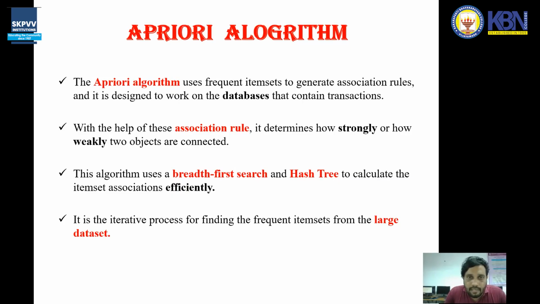The Apriori algorithm helps to show how strongly or how weakly two or more objects are connected in a given data set. The Apriori algorithm is based on breadth first search, and these algorithms work together most efficiently. This Apriori algorithm is based on large data sets.